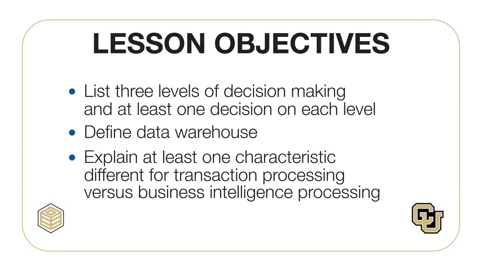You have three learning objectives in this lesson today. You should be able to identify three levels of decision-making and provide an example of at least one decision at each level. In your own words, you should be able to provide a brief definition of a data warehouse. To clarify your understanding of transaction processing and business intelligence processing, you should be able to explain at least one characteristic that differs among these two types of processing.